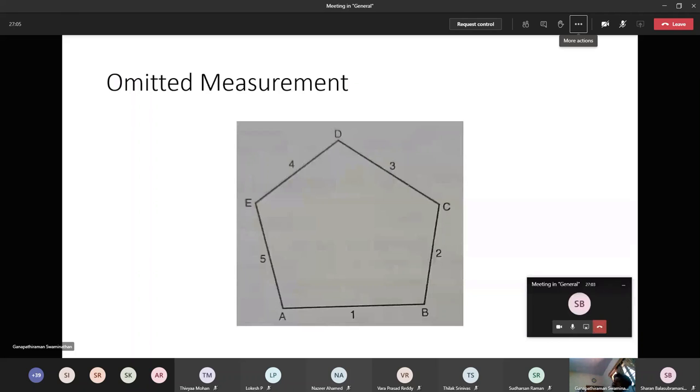Latitude is negative, departure is positive. Second quadrant, southeast. Both are negative. Third quadrant. Latitude positive, departure negative, it lies in the fourth quadrant.